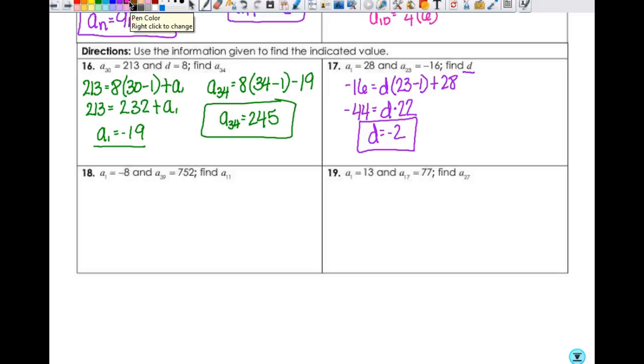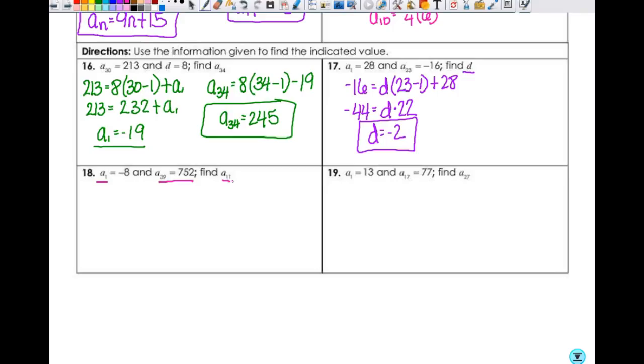Number 18. I have A1 and A39. I need to find A11. So it probably would have helped you if I had said on here that this is arithmetic, because otherwise you have to make an assumption. So I apologize for that. I take off the little titles sometimes, and I probably said arithmetic sequences up there. So this is arithmetic. It's probably what you did because the other two were, but it will be clearer on the test, I promise. All right, so I need to find A11.